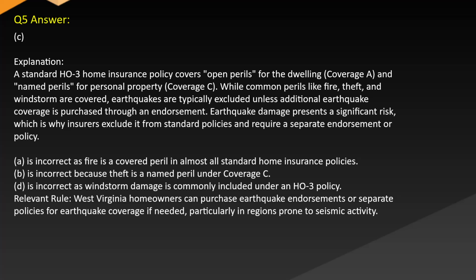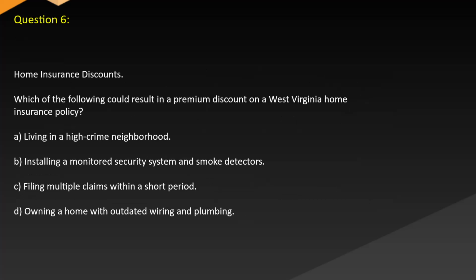A is incorrect as fire is a covered peril in almost all standard home insurance policies. B is incorrect because theft is a named peril under coverage C. D is incorrect as windstorm damage is commonly included under a HO3 policy. Relevant rule. West Virginia homeowners can purchase earthquake endorsements or separate policies for earthquake coverage if needed, particularly in regions prone to seismic activity. Question 6.